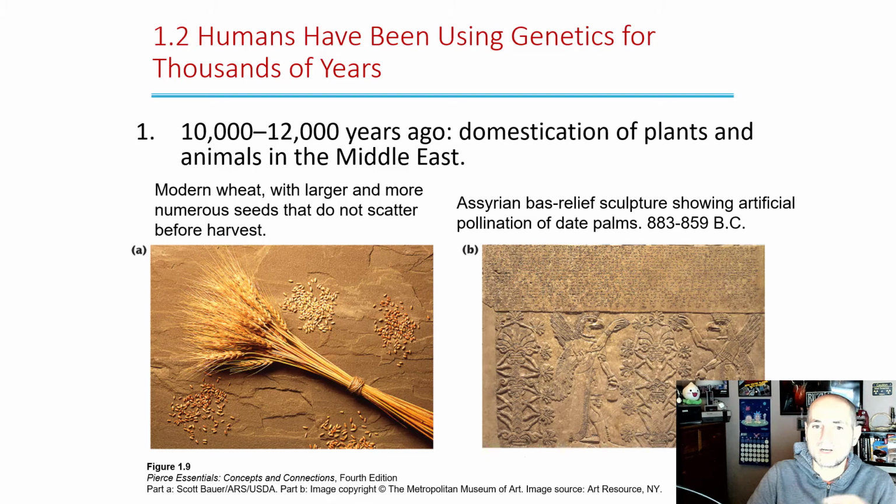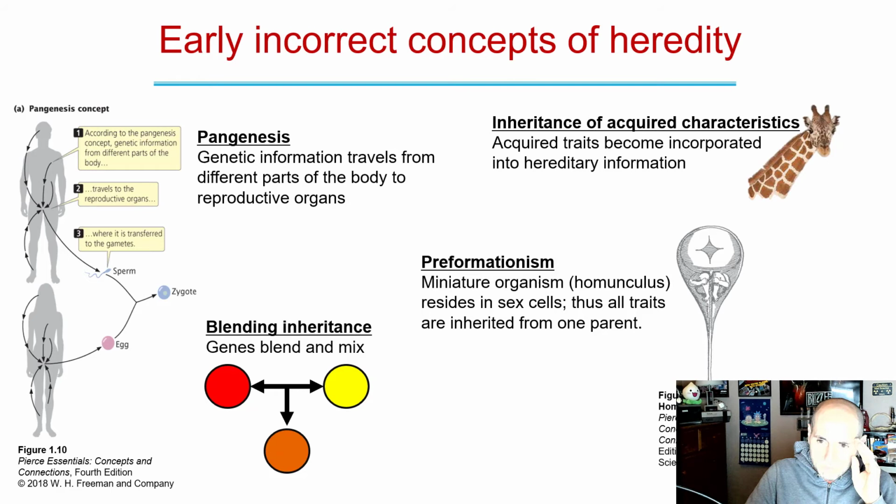All right, so people have known about inheritance for a while, but early on there were many misconceptions about heredity. When people started turning their attention to how genes are inherited, they naturally made several errors. Here are some of the early incorrect concepts of heredity. Let's start with this one, pangenesis: the concept that genetic information travels from different parts of the body to the reproductive organs.